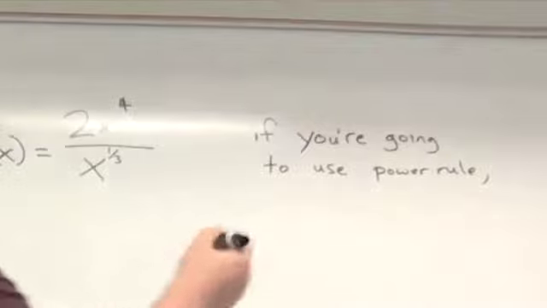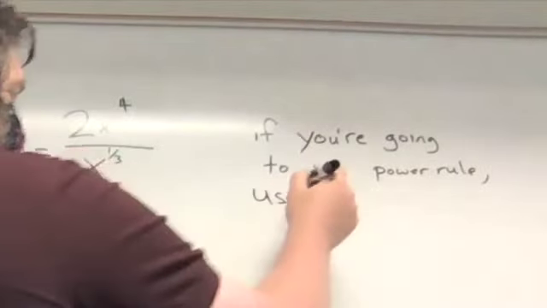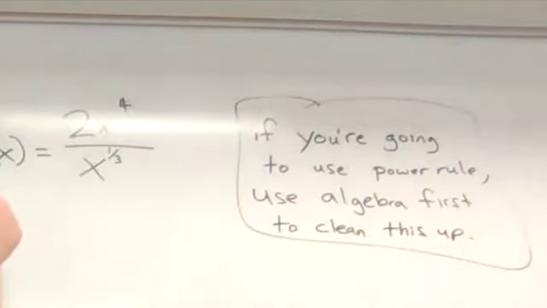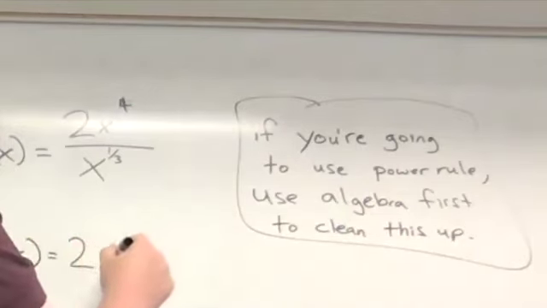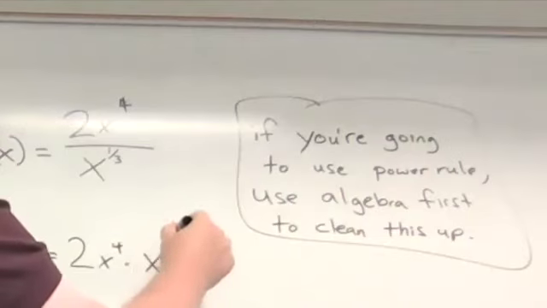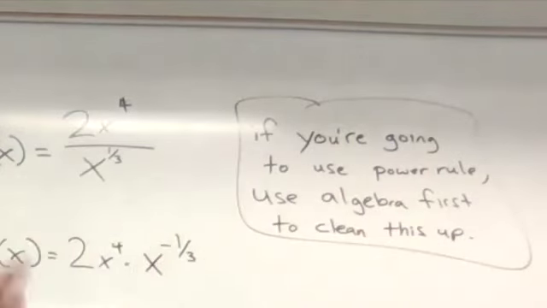So I need to use algebra first to clean this up. So then I need to rewrite this. Now I'm not taking the derivative yet. All of this is just algebraic simplification that I have to do. So I have g of x is equal to 2x to the fourth times x to the negative 1/3. Remember that things in the denominator can be brought up if they're negative exponents. And then I can rewrite again.